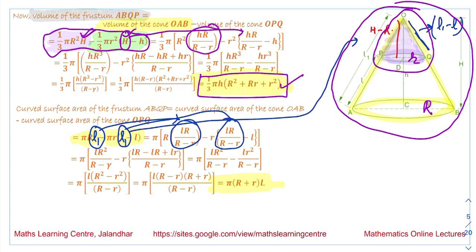So it is important to note over here that whenever we are calculating the volume or the area of the frustum of the cone, we do not require the dimensions of the original cone.